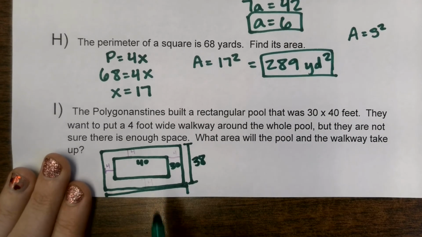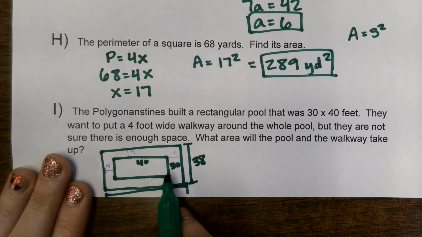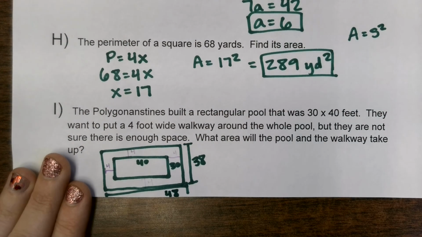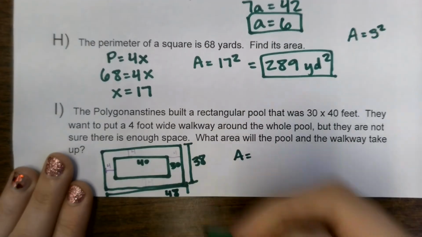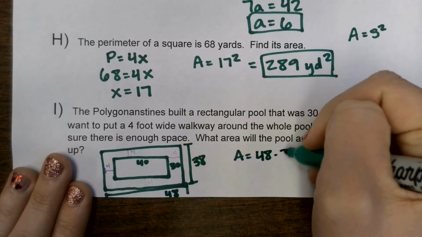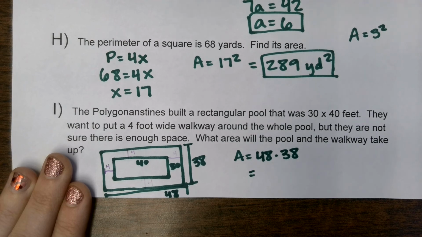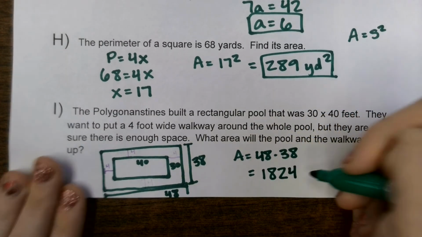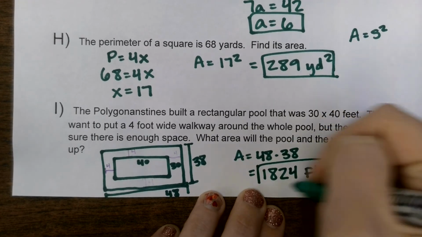Same thing for my length. I had 40 as my pool, but then I added walkway on both sides, so I've got 48 as my length. And now we're ready to find the area using just length times width, so my 48 times 38 is area, so it is squared.